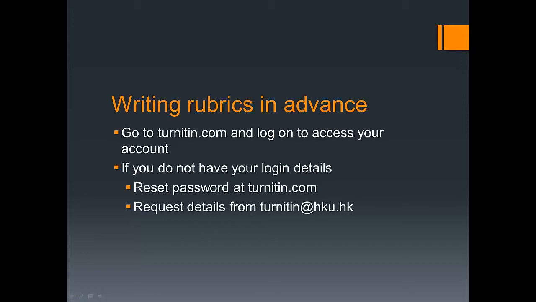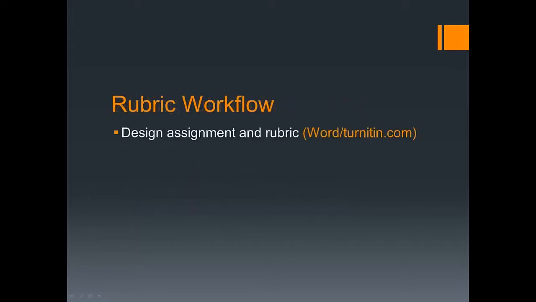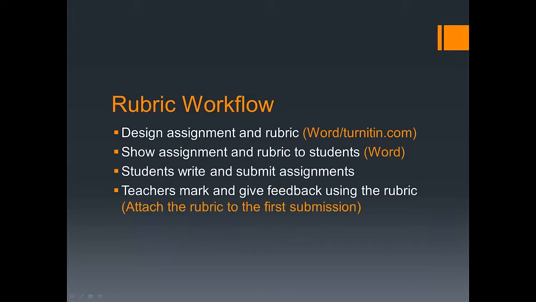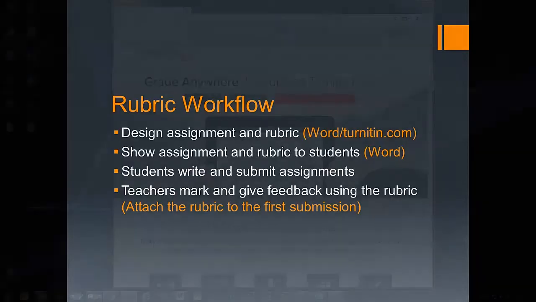So taking this into account, a revised step-by-step procedure is as follows. Maybe design the assignment first using Word and then copy and paste it into the rubric tool at Turnitin.com. Then you would show the assignments and the rubrics to your students. As they won't be able to see the Turnitin rubric, just show them the original Word document, for example. As before, the students would write their assignments and submit, and then finally the teacher would mark the assignment using the rubric. And as I said before, you basically select one of the student submissions, attach the rubric to it, and it will automatically be attached to all the others.